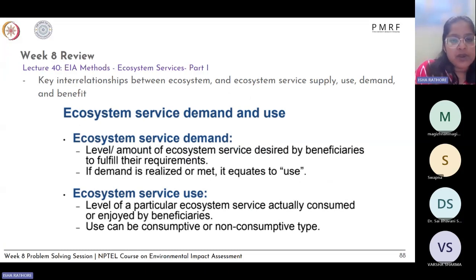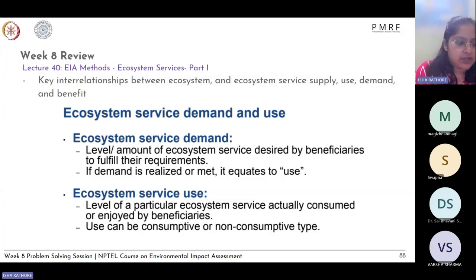Then we also looked up at ecosystem service demand and use. So, ecosystem service demand is the level or amount of ecosystem services which are desired by the beneficiaries to fulfill their requirement. And if the demand is realized or met, it equates to use, like demand is equal to use. Ecosystem service use is the level of a particular ecosystem service actually consumed or enjoyed by the beneficiaries. And the use can be consumptive or non-consumptive type.